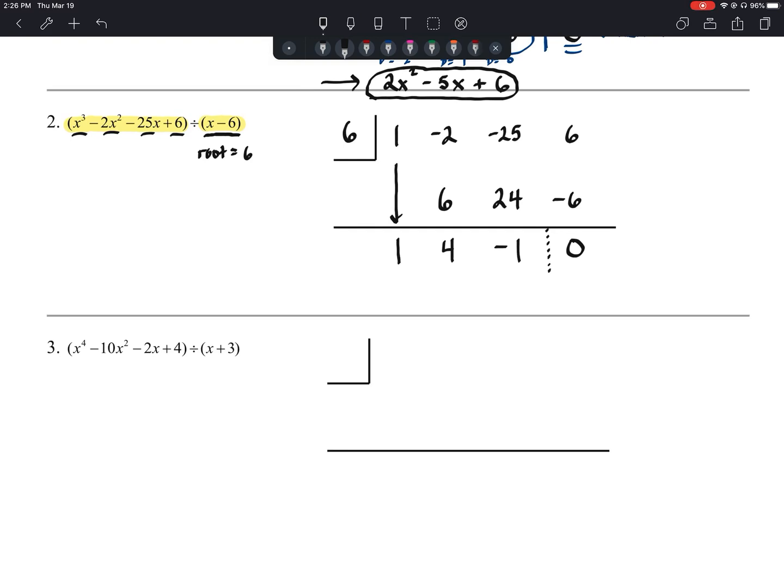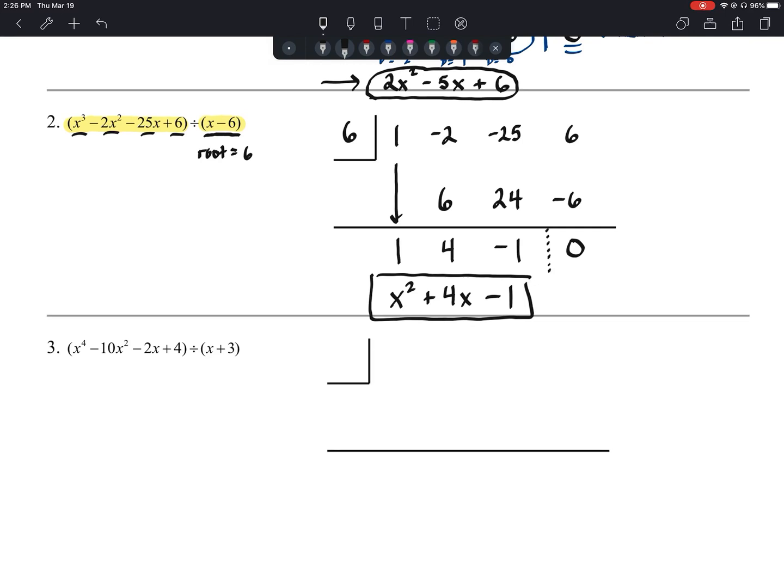So then we go back and we write this out as x squared plus 4x minus 1. And that's it. And like I said, it seems to be much faster, and a lot of people really like that. However, there are some limitations that I'll show you here in just a second.